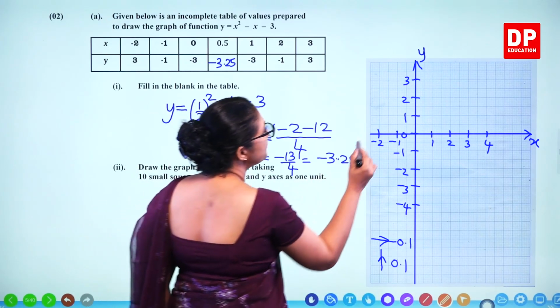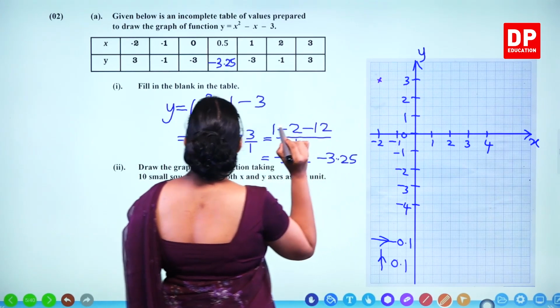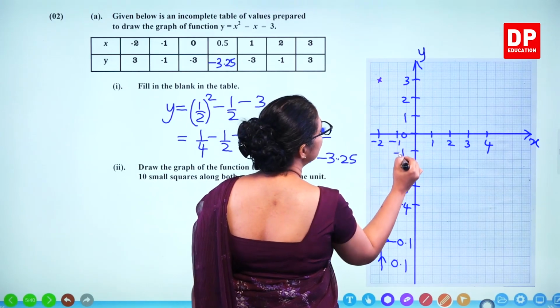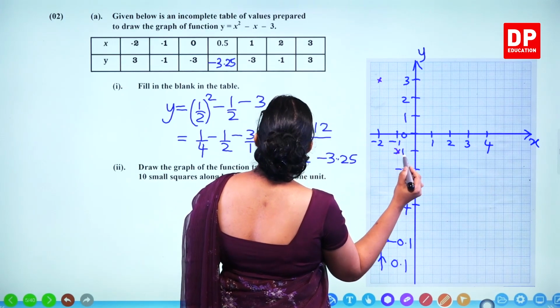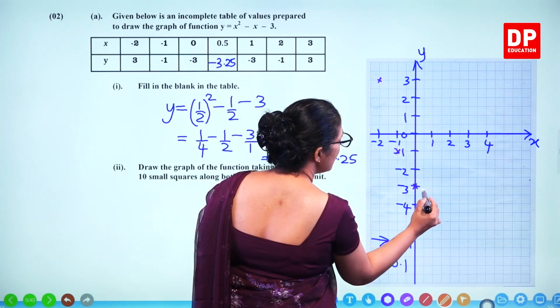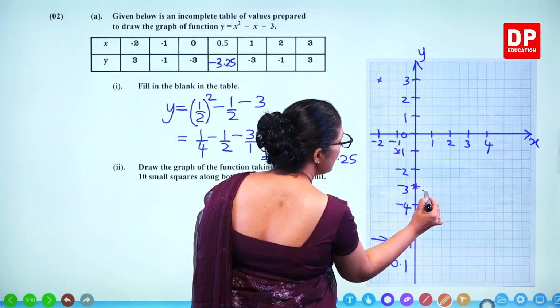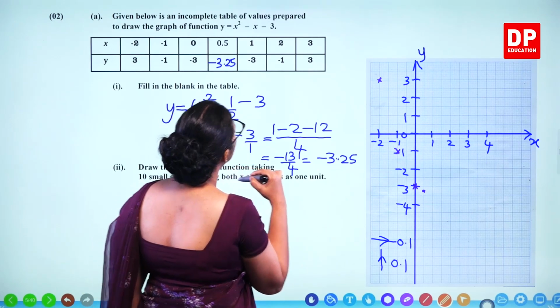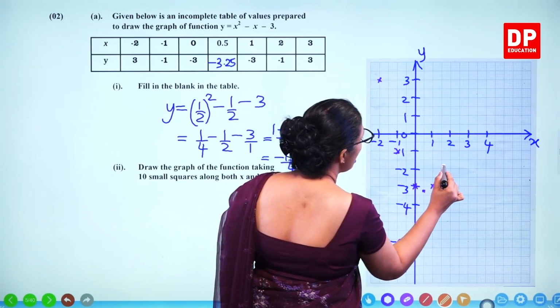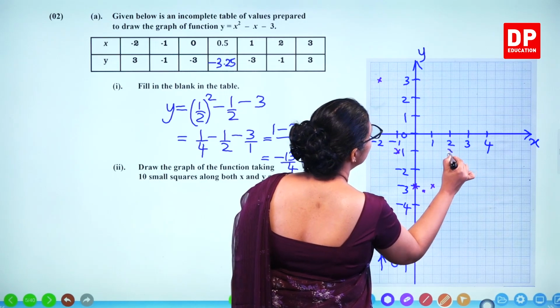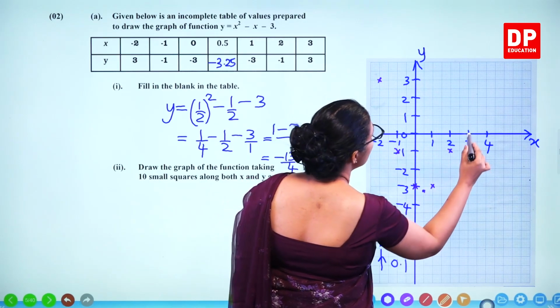Minus 2, 3. Minus 1, minus 1. 0, minus 3. 0.5, 3.25, so in the middle. 1 with -3, 2 with -1, 3 with 3.